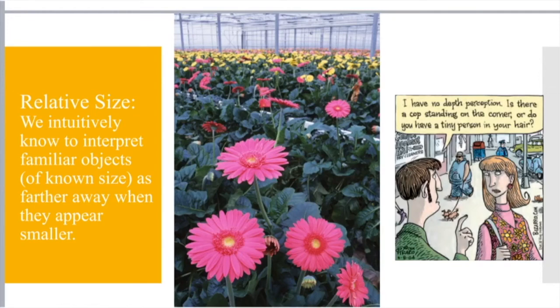Funny kind of comic here on the side. "I have no depth perception. Is there a cop standing on the corner, or do you have a tiny person in your hair?" Obviously this is a joke, but if you didn't have issues with depth perception, you would see she's larger, so she's up close. The cop is behind her, he's further away, and he is smaller. Relative size gives us insight into depth and how far away something is.